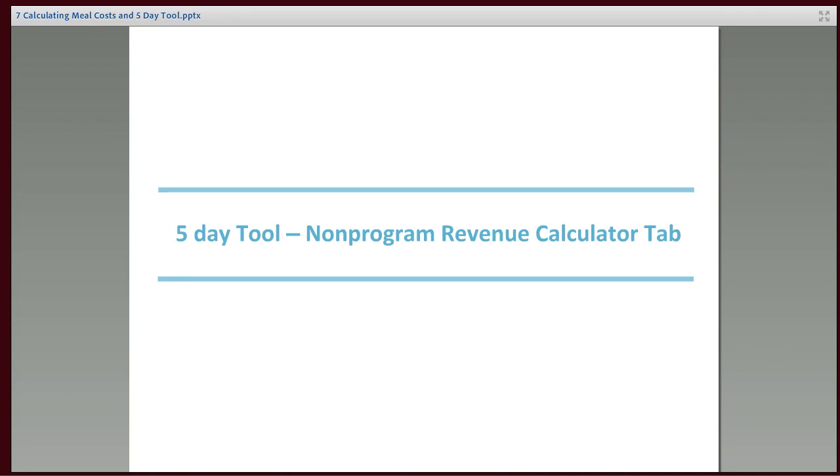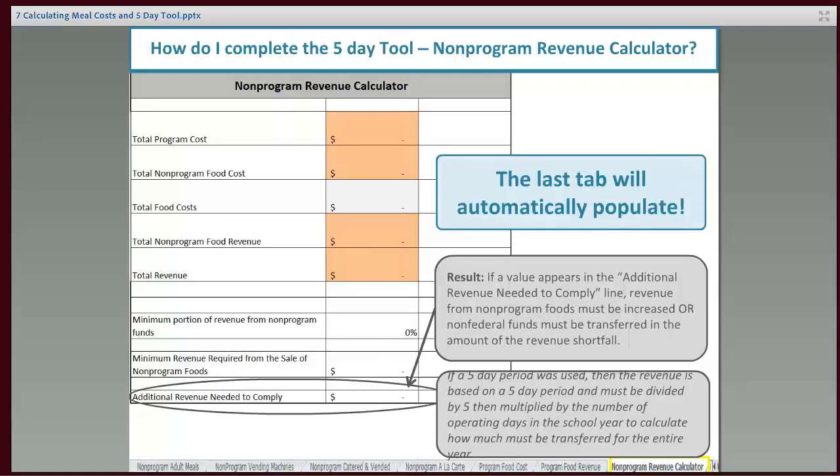Then the last tab is the non-program revenue calculator tab. You don't actually enter in any information here. All the information that you entered into the other tabs will automatically pull into this tab. So this is what it looks like. And what you're really looking for is this bottom line, because this is where you'll have your results.